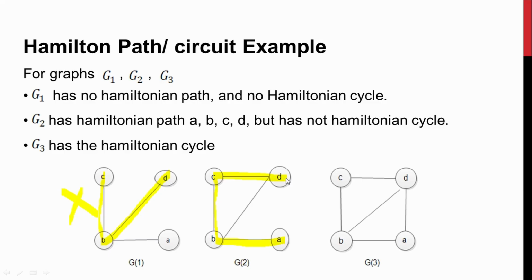So this has a Hamiltonian path but no Hamiltonian cycle, because we are not able to reach the starting point without repetition of any vertex. G3 has a Hamiltonian cycle. So in G3 we have both a Hamiltonian path and a cycle, like this.